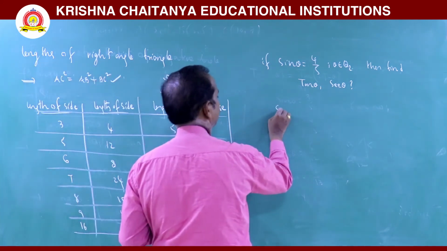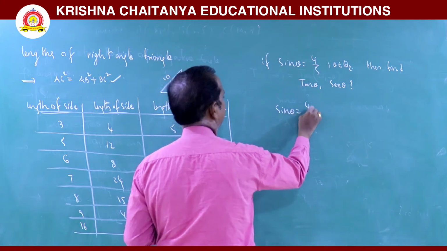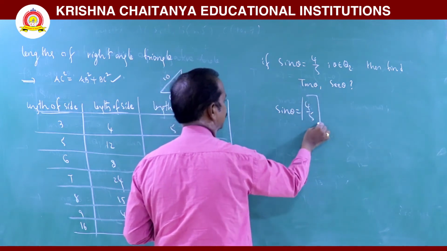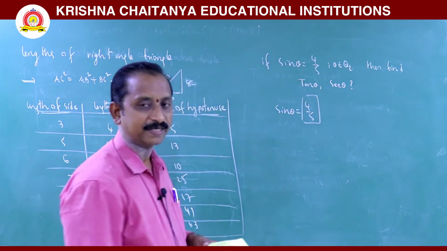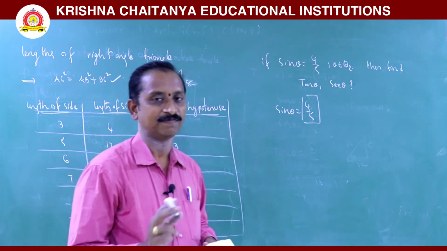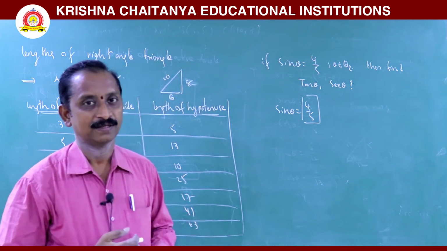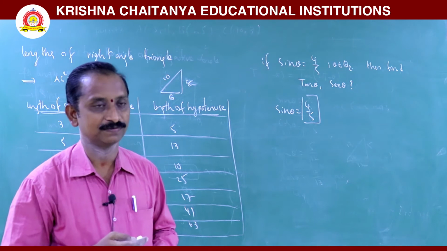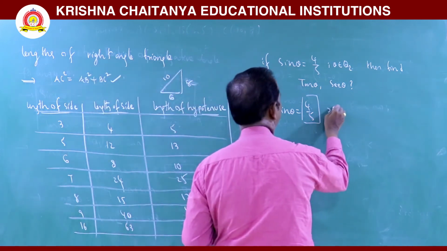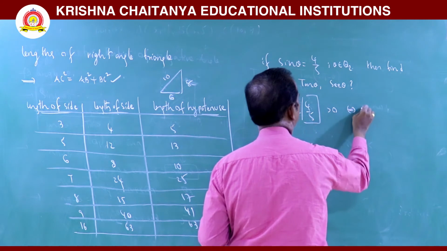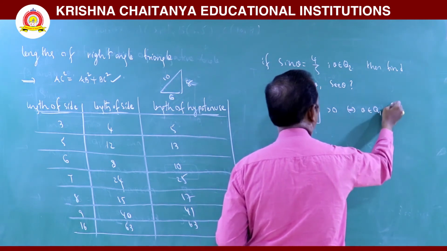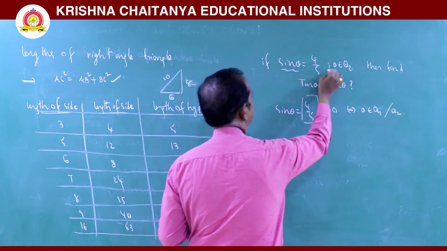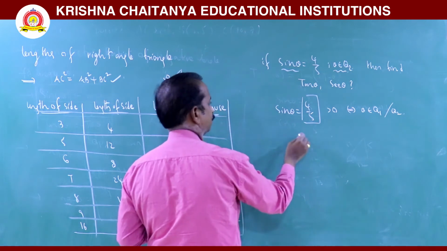Observe, originally given sin theta is 4 by 5, which is a positive quantity. Sin is positive in which quadrants? First quadrant and second quadrant. In the first quadrant all ratios are positive. In the second quadrant, sin and cosecant are positive. So, sin theta is positive if and only if theta belongs to either the first or second quadrant. But for the given condition, theta belongs to the second quadrant.